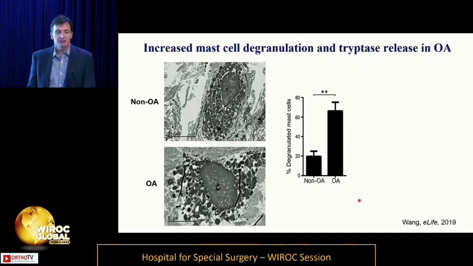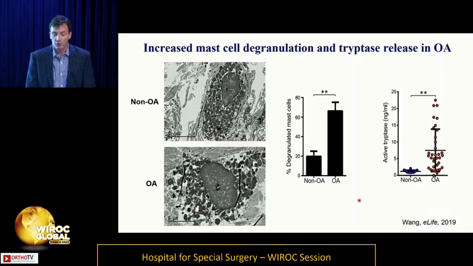To corroborate this, we performed ELISAs on the activated form of tryptase. So tryptase gets cleaved and activated once it's released from mast cells. So we did this on synovial fluids. And you can see that in osteoarthritis synovial fluid, more than half of patients have significant elevations in this activated tryptase as compared to the post-trauma non-OA. So these data convinced us that not only were mast cells present, but they were actually degranulating and releasing tryptase that got cleaved and became activated in the OA joint.